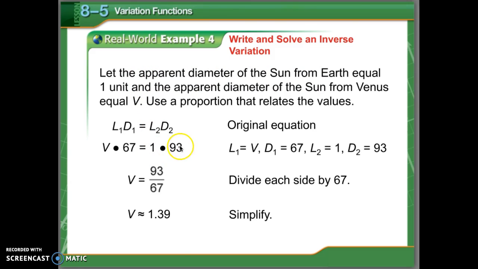So x times y, or L times D, 1 times 93 million, is something times 67 million. So we're going to solve for that something, divide both sides by 67. We get L1 is about 1.39.